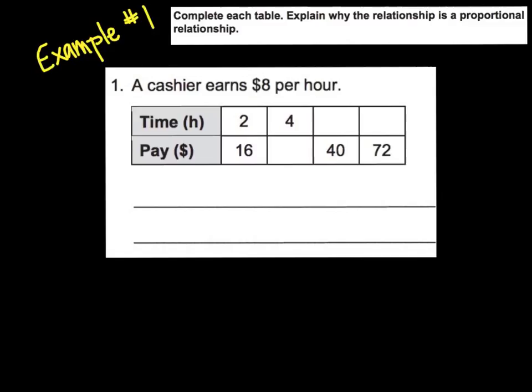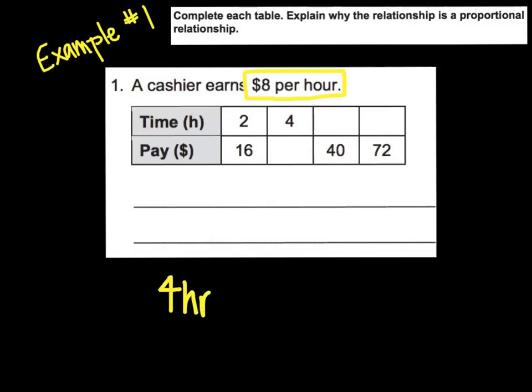If you look at the information they give you, it says this person earns $8 per hour. So for however many hours they work, we are going to multiply by 8. If you look at this first example in the table, they've completed it all the way. They said the person worked 2 hours, so they would earn $16. If you look in the next space, it says the person is going to work 4 hours, but the spot underneath it is blank. So we need to determine how many dollars they would earn.